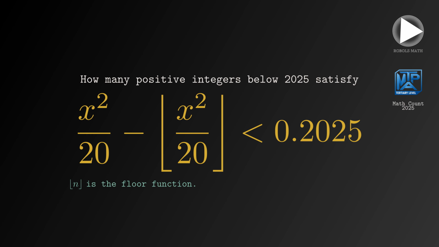Note that the floor function, also known as the greatest integer function, outputs the highest integer lower than or equal to the input. For example, the floor of 1.5 is 1, while the floor of 20.99 is 20. I suggest that you give this problem a try first before picking at my solution.